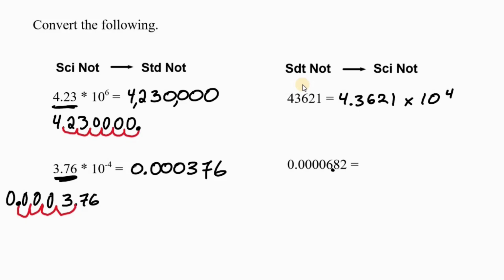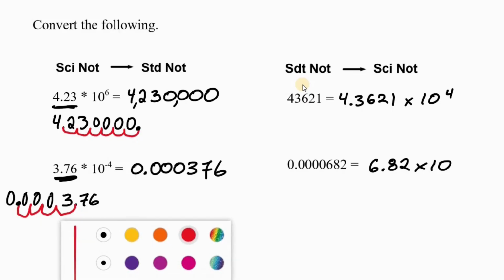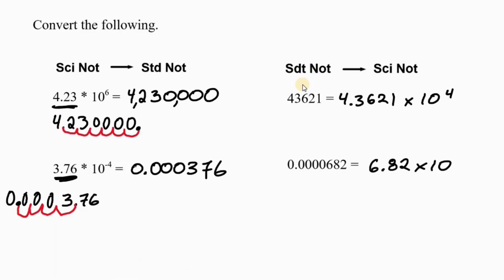Okay, so let's rewrite this number. 6.82 times 10 to the what? Okay, so how did we do this? We have the decimal place originally right here, and it had to be moved 1, 2, 3, 4, 5 times. So our exponent is going to be 10 to the 5th power.